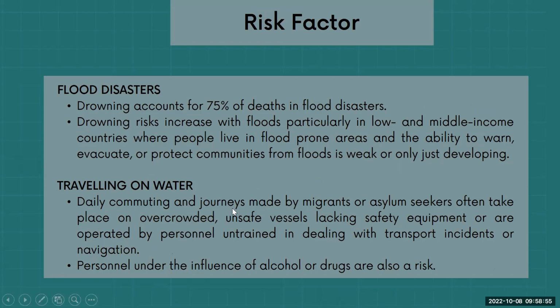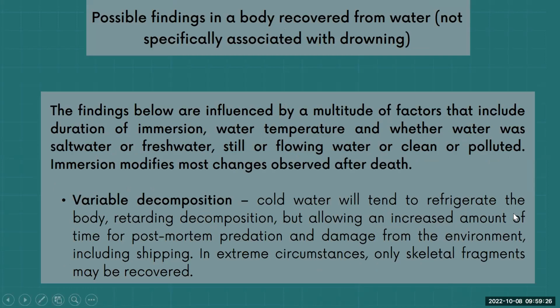Next is traveling on water. Daily commuting and journeys made by migrants or asylum seekers often take place on overcrowded, unsafe vessels lacking safety equipment, or are operated by personnel untrained in dealing with transport incidents or navigation. Personnel under the influence of alcohol or drugs are also a risk. Next po.